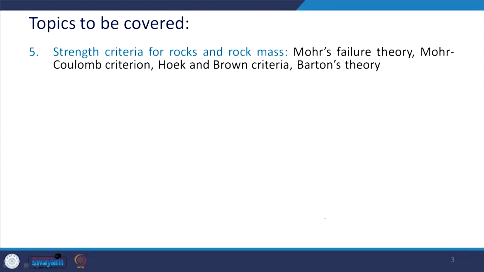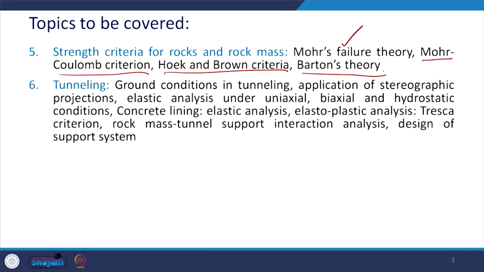Then we will learn about the strength criteria for rocks and rock masses, and in that one we will learn about the Mohr failure theory, then followed by the Mohr-Coulomb criterion, then the Hoek-Brown criterion, and finally Barton's theory, which is there for the jointed rocks. After this, we will go to various aspects related to tunneling.